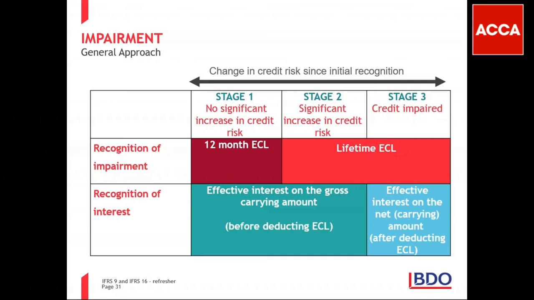However, the recognition of interest would differ. In stage one and stage two, effective interest rates are recognized based on the gross carrying amount of assets before deducting any expected credit losses. But within stage three, effective interest rates are applied on the net carrying amount of assets after deduction of the expected credit losses.